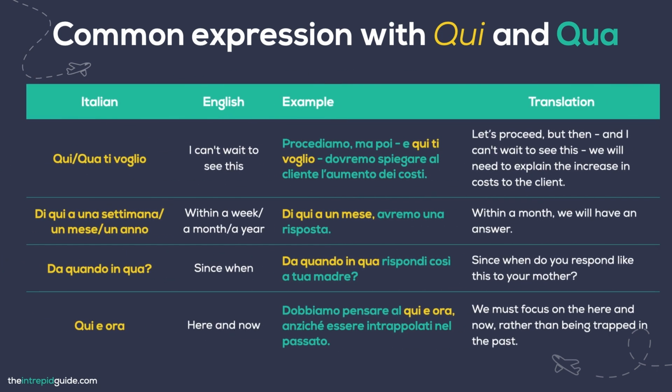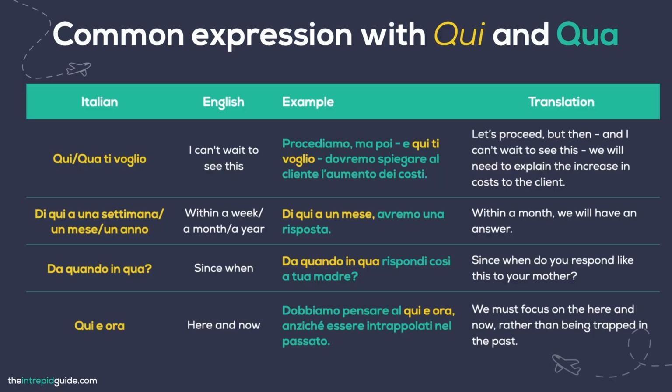Qui, qua ti voglio. This means I can't wait to see this. Use this to emphasize a particular moment where you intend to make a point. For example, Procediamo. Ma poi, e qui ti voglio, dovremo spiegare al cliente l'aumento dei costi. Let's proceed, but then, and I can't wait to see this, we will need to explain the increase in costs to the client.